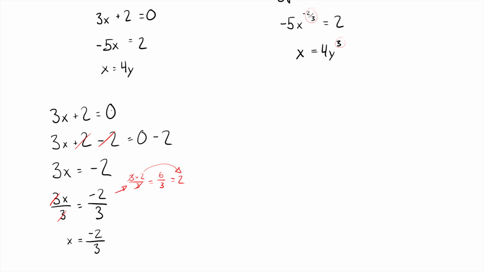So if that's the case, let's double check our work. In order to double check our work, we're literally going to do what I just explained. We're going to substitute negative 2 over 3 wherever we see an x in our original equation. So our original equation is 3x plus 2 equals 0. Now we're going to substitute. So wherever I see an x, I'm going to substitute negative 2 over 3 plus 2 equals 0.